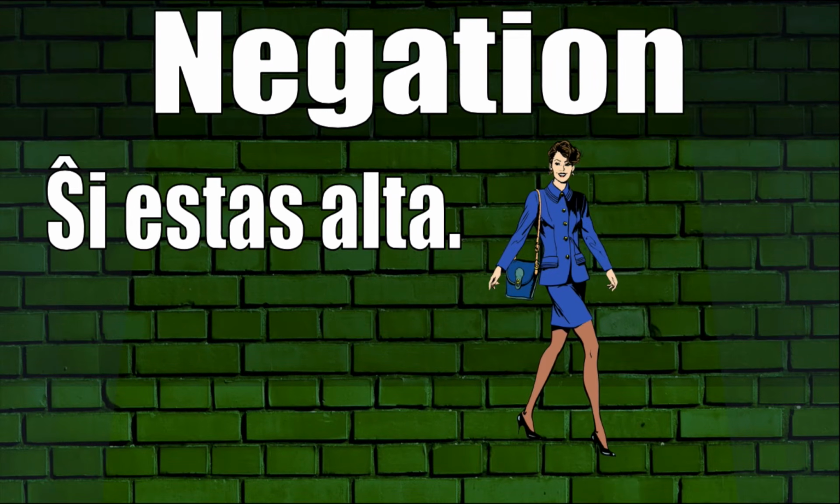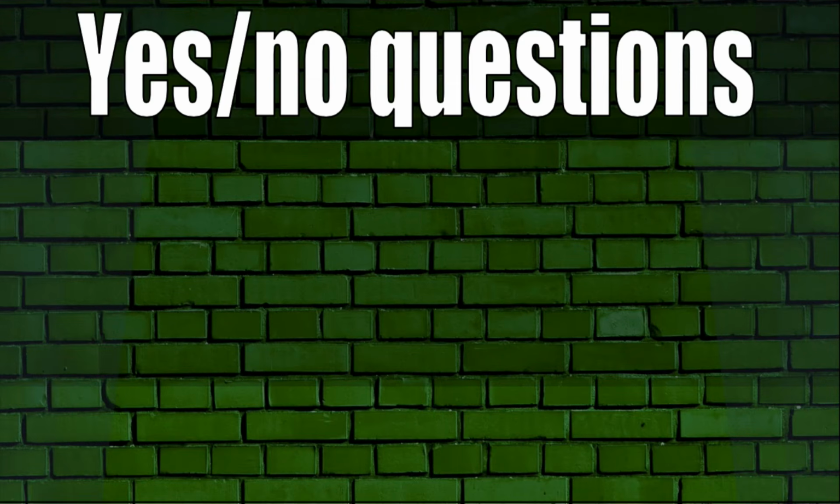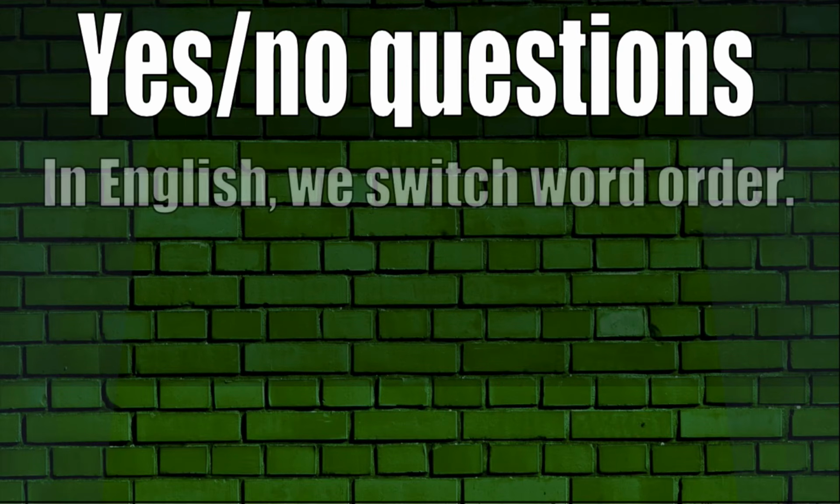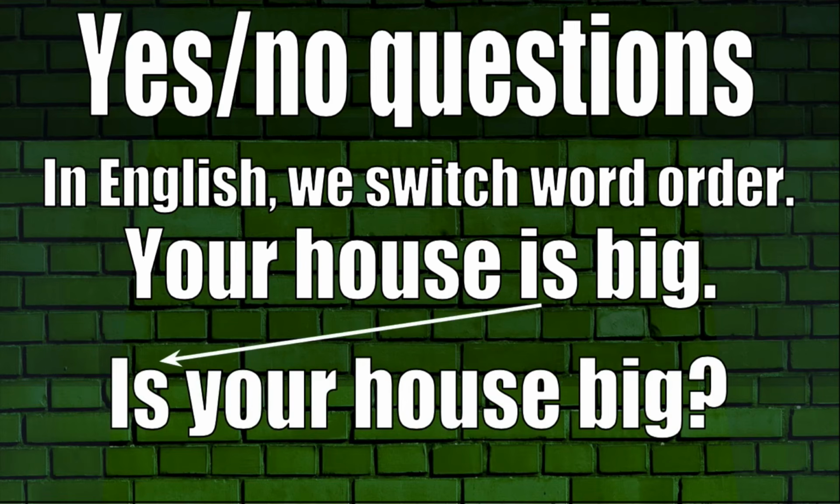Ŝi estas alta. She is tall. To negate this, we just say ŝi ne estas alta. Now let's talk about yes and no questions. To ask yes/no questions in English, we just take a sentence that is a statement and then switch the word order. As an example, your house is big. To make this a question, we just say, is your house big?